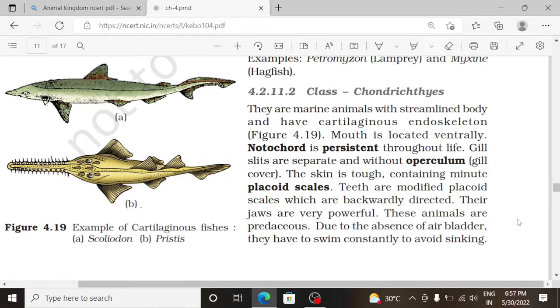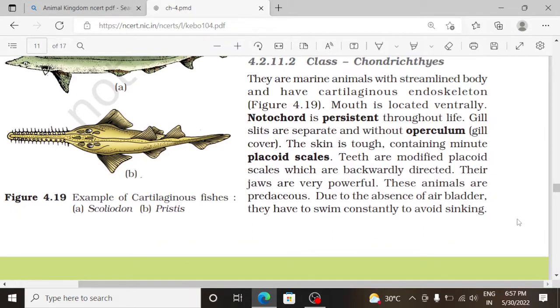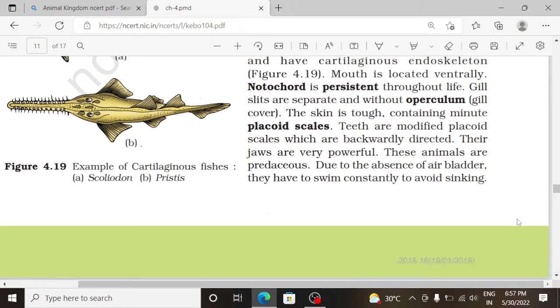Class Chondrichthyes. They are marine animals with streamlined body and have cartilaginous endoskeleton. Mouth is located ventrally. Notochord is persistent throughout life. Gill slits are separate and without operculum gill cover. The skin is tough, containing minute placoid scales. Teeth are modified placoid scales which are backwardly directed. Their jaws are very powerful. These animals are predaceous. Due to the absence of air bladder, they have to swim constantly to avoid sinking.